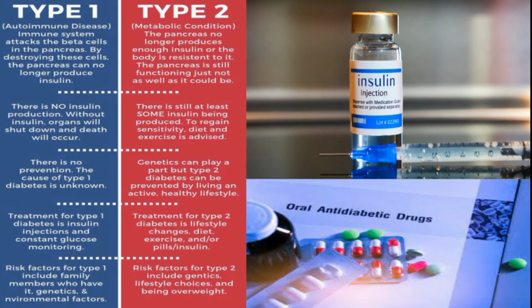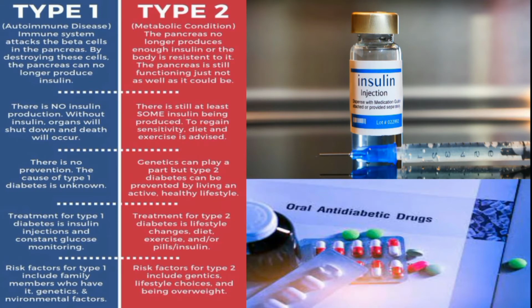As we all know, type 1 diabetes is an autoimmune disease in which our immune system attacks, and type 2 is a metabolic condition. In type 1 diabetes, our own immune system destroys our own cells, so the pancreas will not produce any insulin. But in type 2, the pancreas can no longer produce enough insulin, or the body is resistant to it.